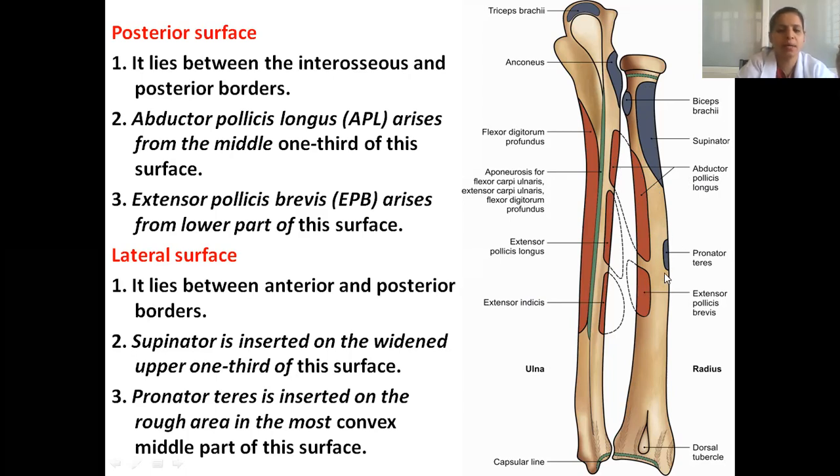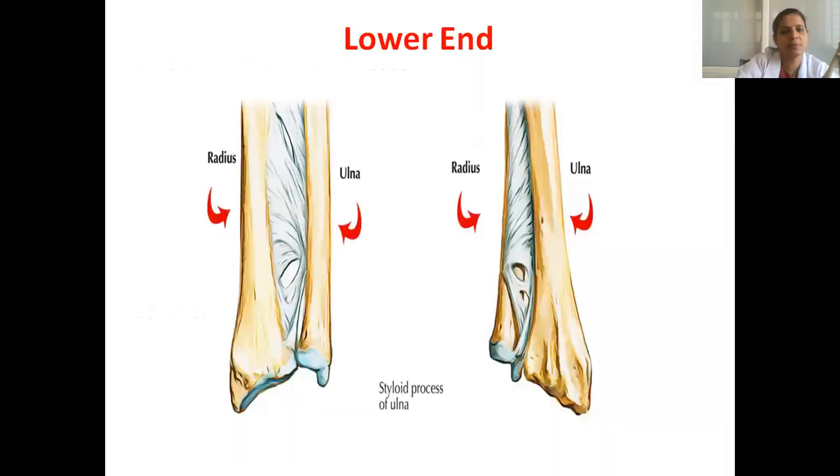The lateral surface, what is the muscle taking its insertion here? Let me move this window a little above. So what muscle are we finding here? Insertion of supinator, in its wide upper 1/3 surface. Then we have the insertion of pronator teres, because of which we have a roughened area in the bone, at the most convex middle part of this surface.